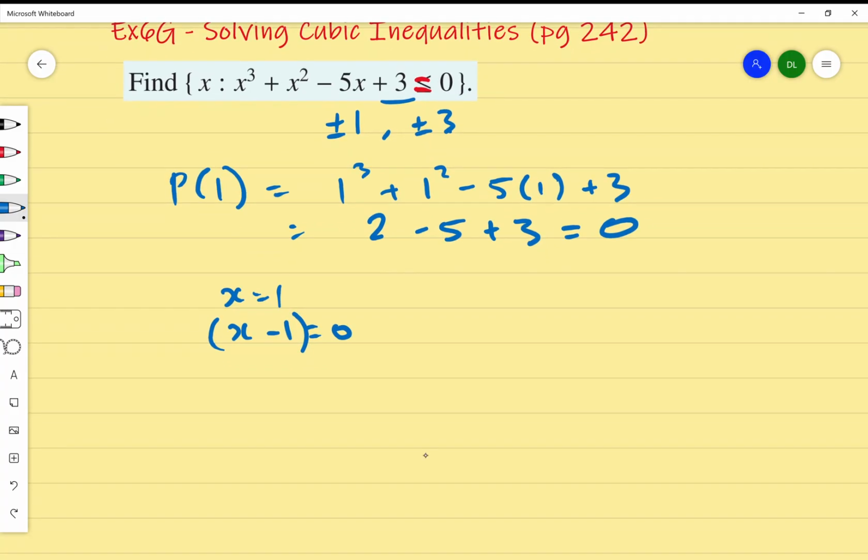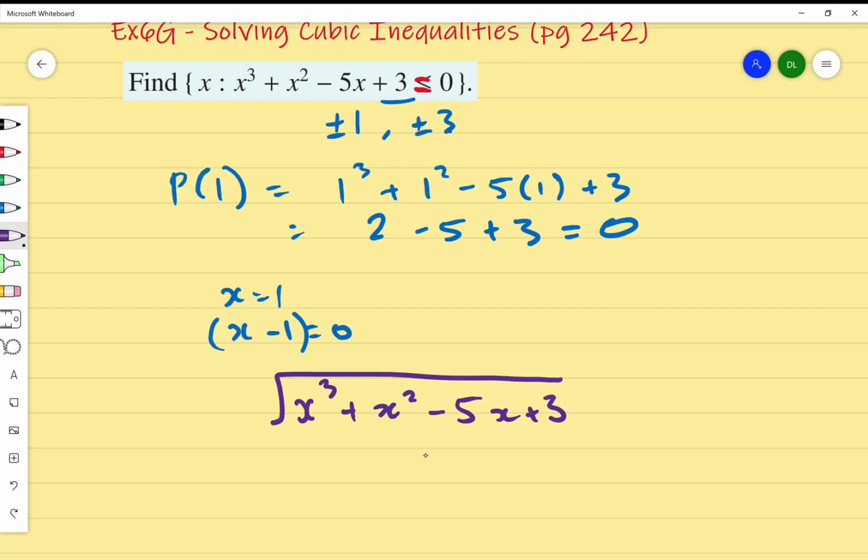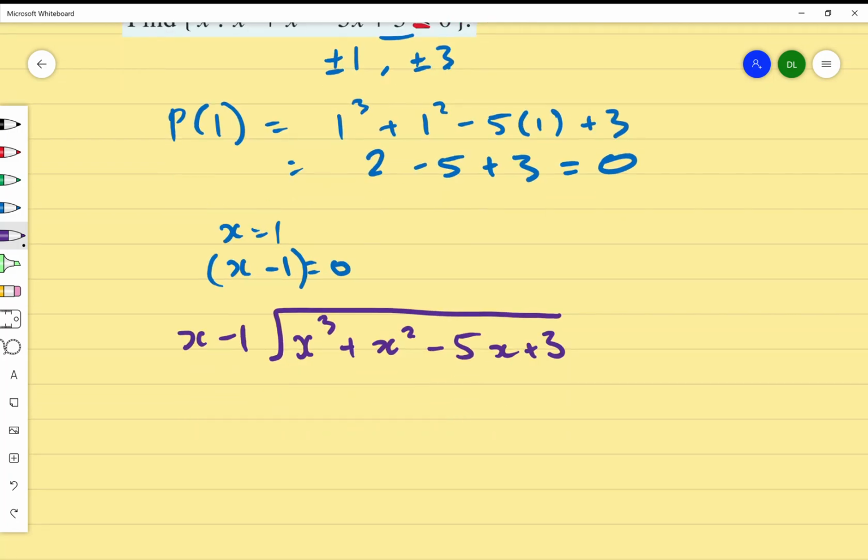I've got x cubed plus x squared minus 5x plus 3. I'm going to go through this a little bit quickly. Hopefully you guys are generally quite familiar with long polynomial division. I have to multiply x by x squared in order to get x cubed, so x squared goes over there. I get x cubed as a result. Negative 1 times x squared gives us negative x squared. I'm going to put my implied negative brackets over there.